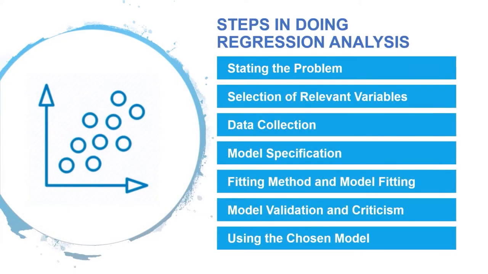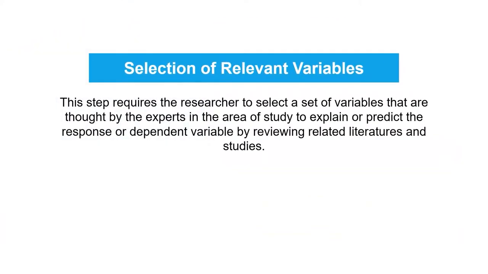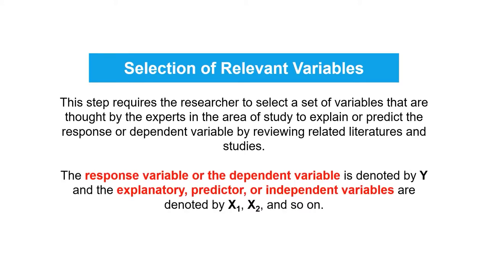Next is a selection of potentially relevant variables. This step requires the researcher to select a set of variables that are thought by the experts in the area of study to explain or predict the response or dependent variable by reviewing related literatures and studies. The response variable or the dependent variable is denoted by Y, and the explanatory, predictor, or independent variables are denoted by X sub 1, X sub 2, and so on.